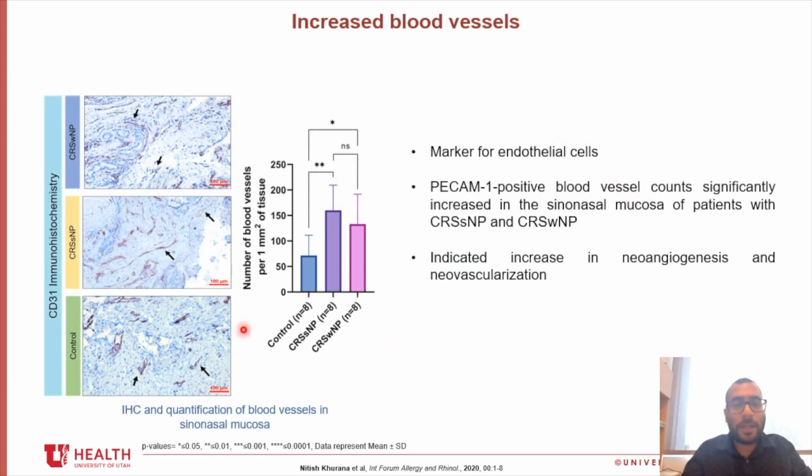So another phenomenon that is often observed is the increase in the number of blood vessels in inflamed tissue compared to normal tissue. As you can see here, in a healthy patient, the number of blood vessels was significantly lower compared to a patient with CRS without nasal polyp and a patient with CRS with nasal polyp. Now, in this section, the brown color represents a blood vessel. So you'll see that in the healthy patient, the number of blood vessels was significantly lower compared to a patient with CRS without nasal polyp and a patient with CRS with nasal polyp.